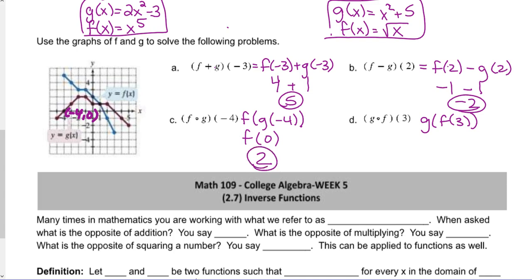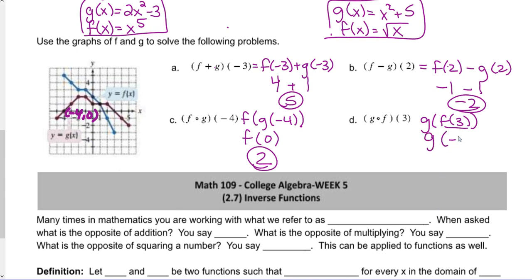So again, it's not that it's difficult. You just have to know which order and which function to look at. Let's look at this one here, g of f of 3. I now need to find f of 3. So I'm coming over here to when x equals 3, which is right here. On the f function, the blue function, it is down here at y equals negative 3.